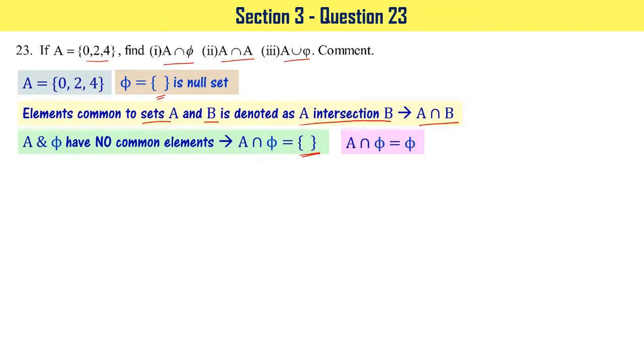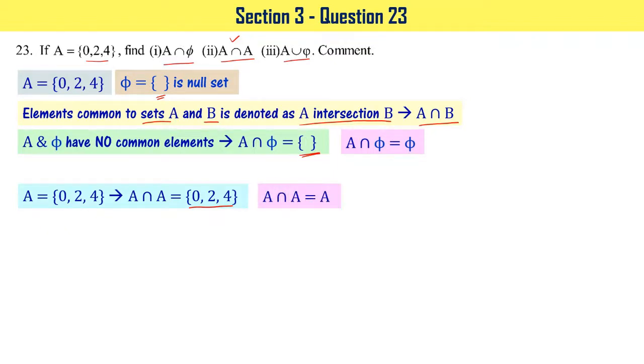right? Now let's go to A intersection A. We said that A intersection A is going to be the elements common to set A and set A, right? Means A intersection A is going to be the set containing the same elements as A, right? Hence I can say that A intersection A is A.